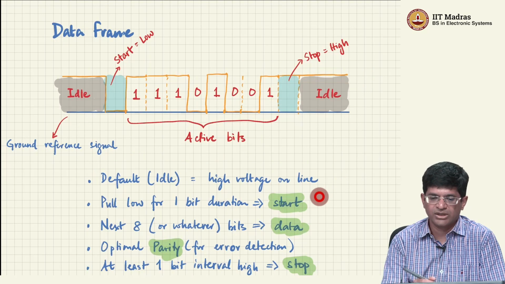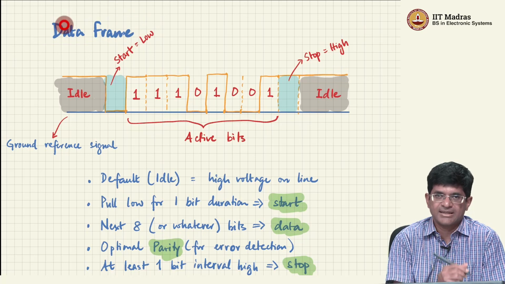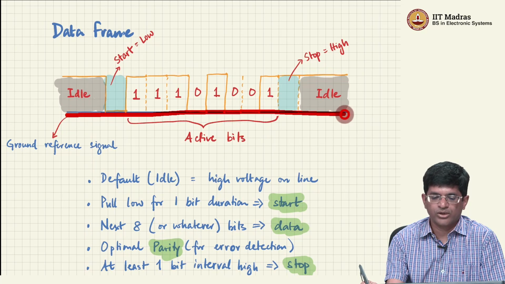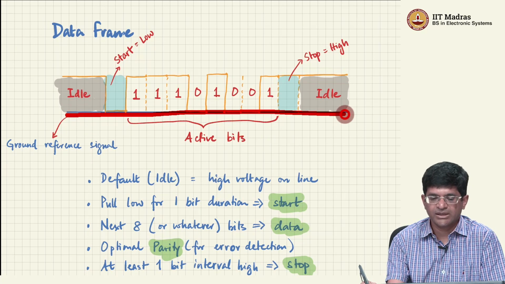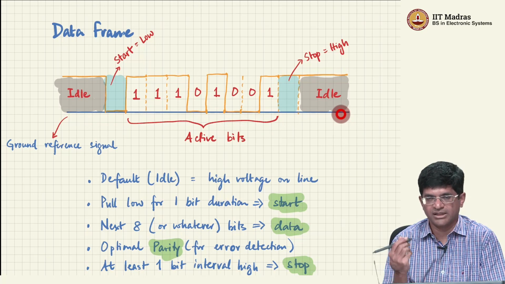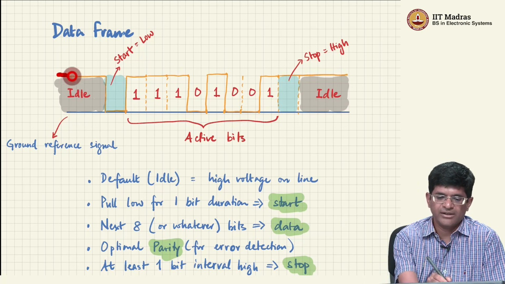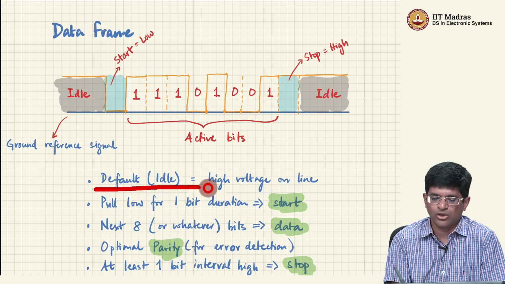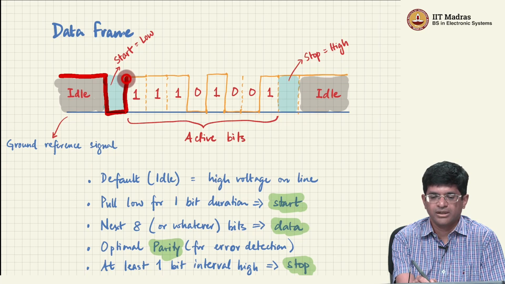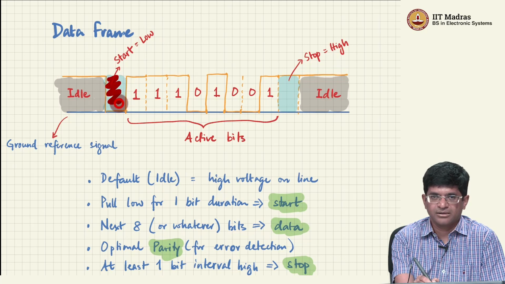So, the protocol that is used for this is something called a data frame. The idea behind a data frame is we of course assume that we have a common ground reference signal between the transmitter and the receiver, and then we say that the other line, the transmit line, going from the transmitter to the receiver, by default is going to be at this high voltage. The default idle state is going to be a high voltage or VDD on the line. Now, whenever CPU 1 wants to communicate, it basically pulls that line low for a certain amount of time. That's called a start bit.